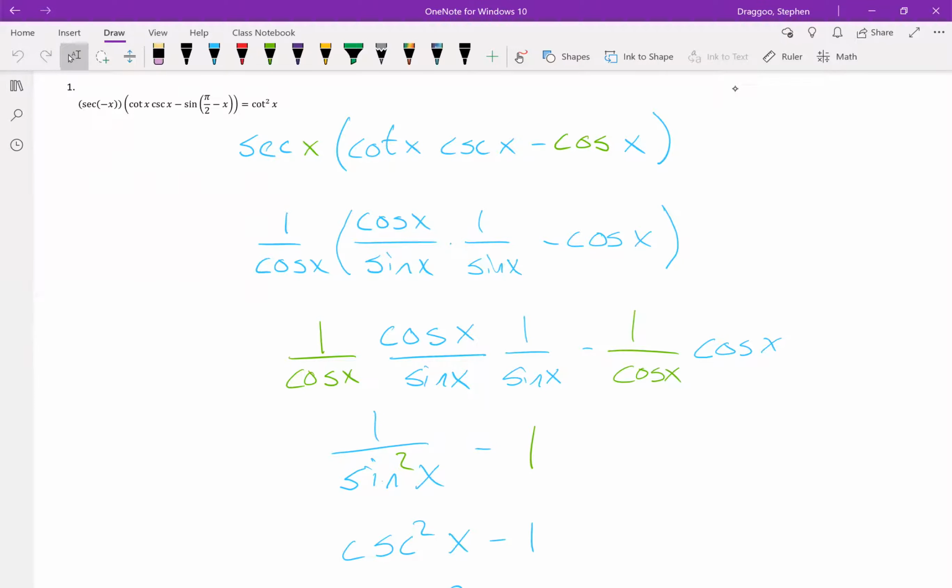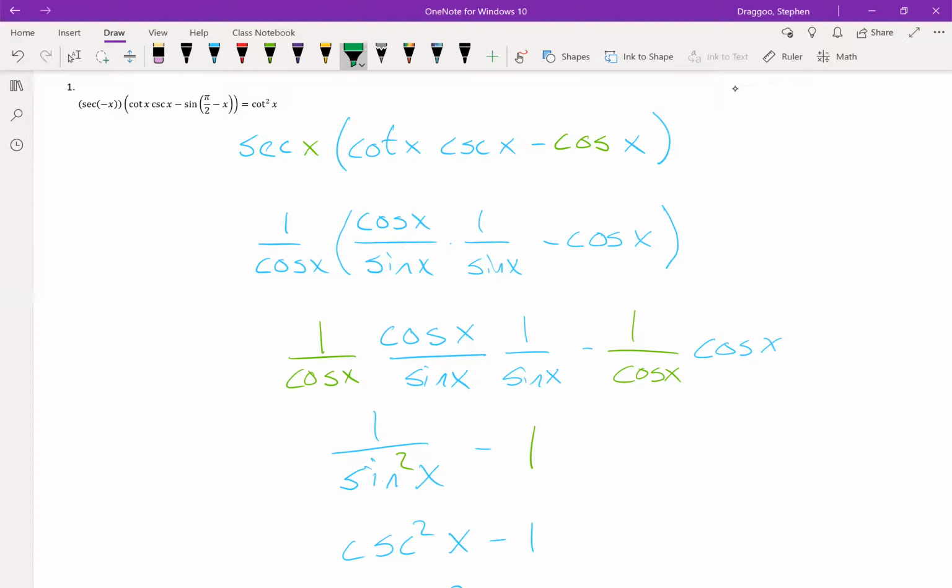So in that very first step, I'm going to start by changing this secant of negative x and this sine of pi over 2 minus x. So those are the two things that I'm changing first. That's why they're highlighted in green. Secant is an even function, which means I can just drop the negative x that's on the inside. So secant of negative x is just equal to secant of positive x. Second, I've got sine of pi over 2 minus x. That's a cofunction identity. And the cofunction of sine is cosine.